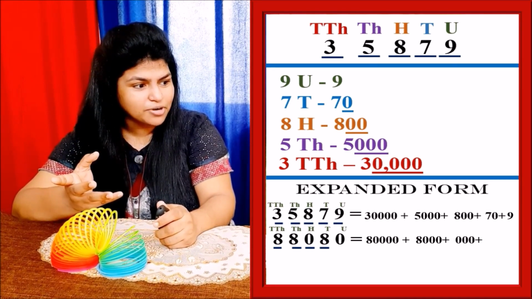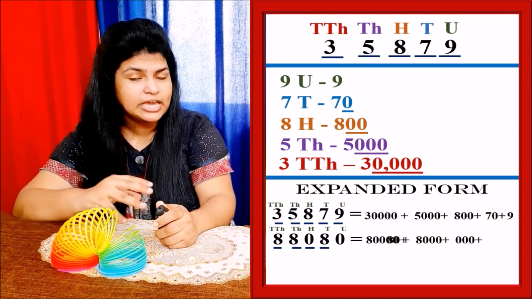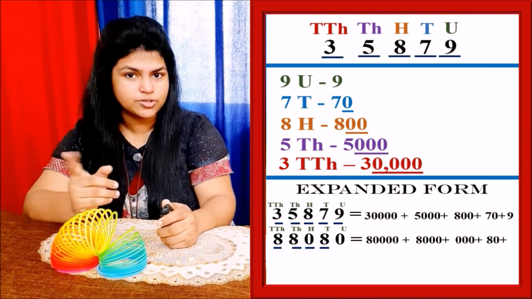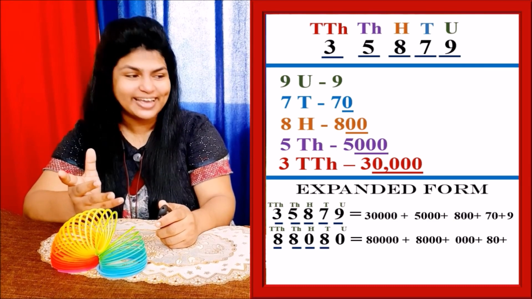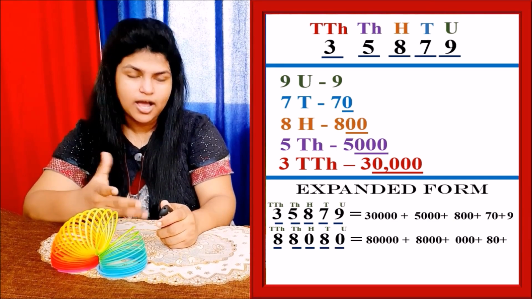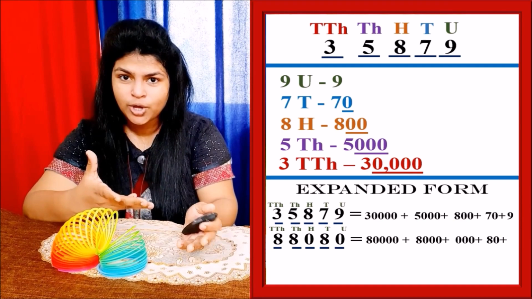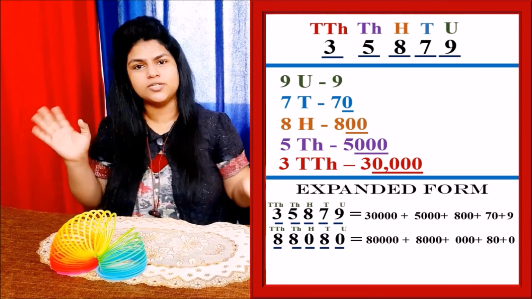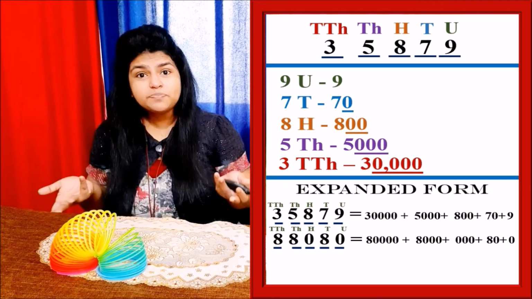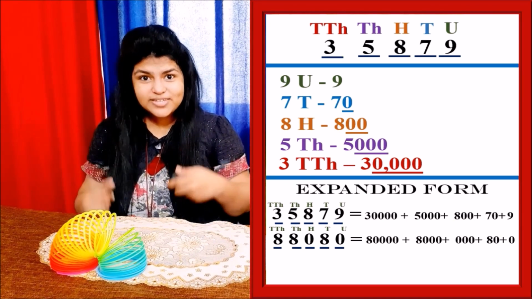Then next number is 8. After 8, how many numbers are there? 1. And so 1 zero. And then final number is 0. After 0, is there any other number? No. So just put that 0 just like that. Finish. Expanded form over. Want to see the next one?